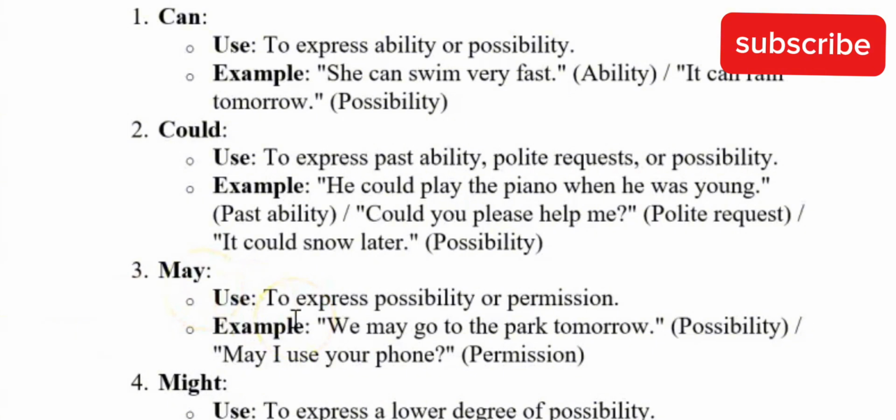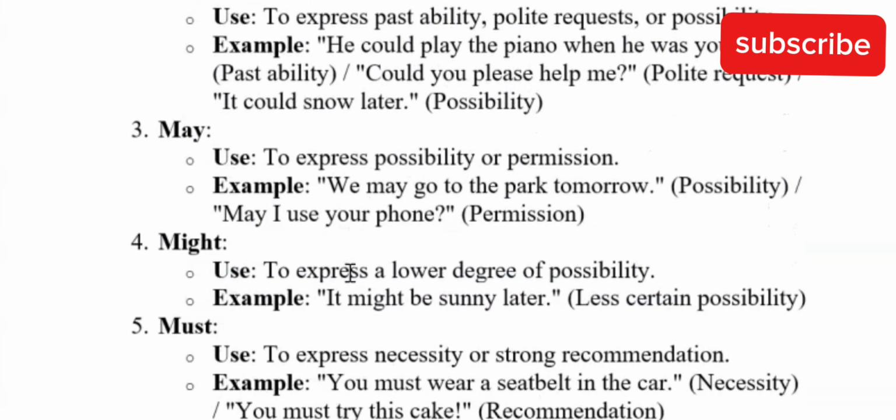May, to express possibility or permission. How? For example, we may go to the park tomorrow. It means you are talking about the possibility that maybe tomorrow we will go to the park. And permission in the sense, may I use your phone? So for possibility and permission, we use may. Now, might, to express a lower degree of possibility. For example, it might be sunny later. It means there is less chance of possibility. If the chances are less, you can use this word might. Okay, so this is the difference between may and might.